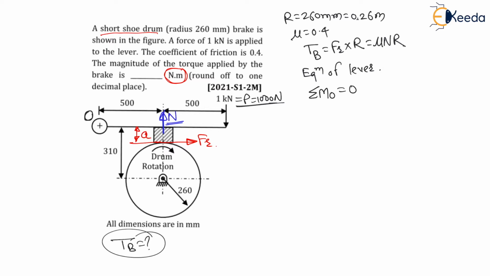Now this A will be 310 minus 260. Here this distance 260 is the radius of the drum. Therefore we can say A is equal to 310 minus 260, right? So let us apply summation of moment about this O must be equal to 0. Now here I will consider clockwise positive moments and anti-clockwise negative moments.